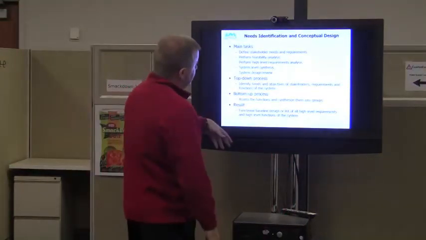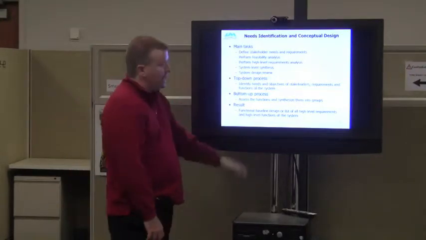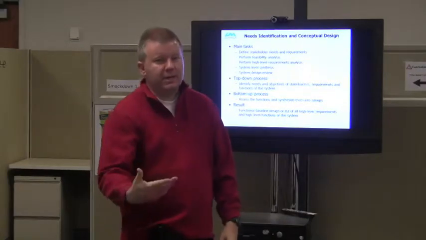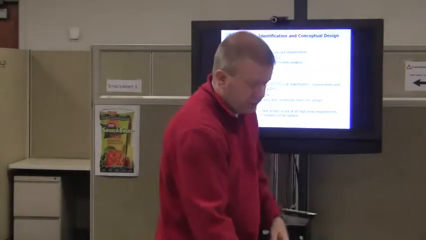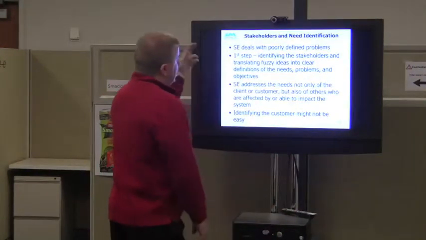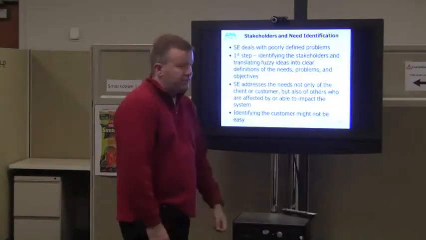The result is basically a functional baseline, or a list of all high-level requirements and high-level functions of the system, is what you want to get out of this phase, this stage, right? So you want to make sure you've got all that listed in some form or fashion. The stakeholders in need of unification. System engineering almost always deals with poorly defined problems.